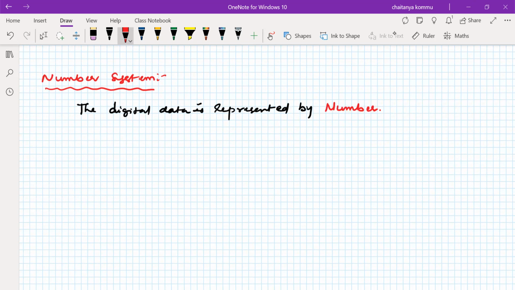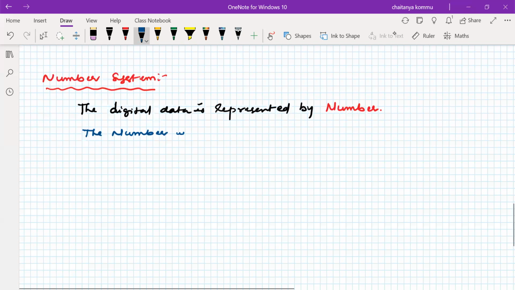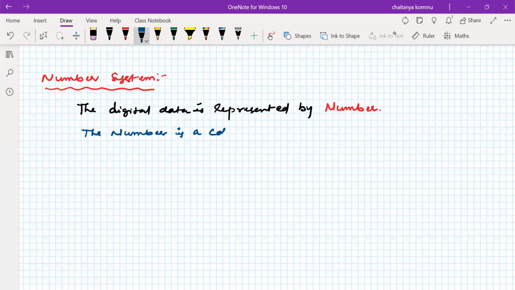Okay, so these numbers are nothing but, a number is nothing but a collection of digits. What do you mean by number actually? It's a collection of digits. So I can simply write: a number is a collection of digits.